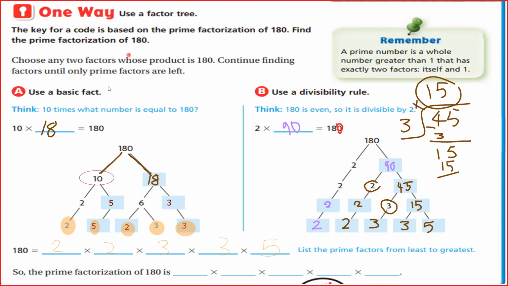Let's rewrite them now. We have to write them from the least to the greatest, okay? 2, 2, 3, 3, 3, 5, and 5.